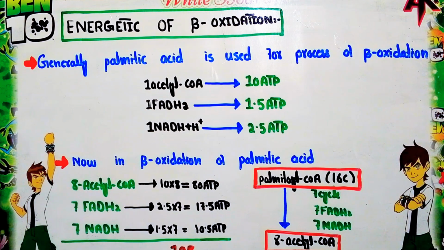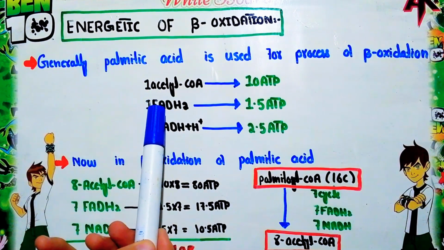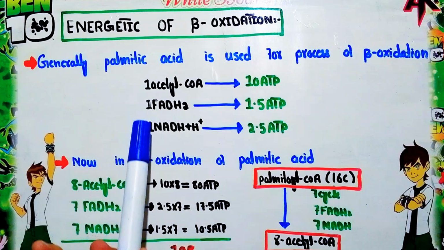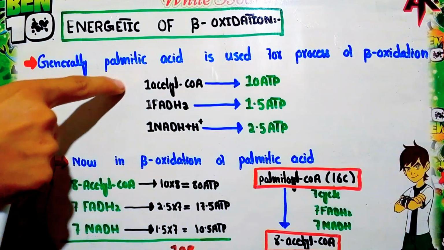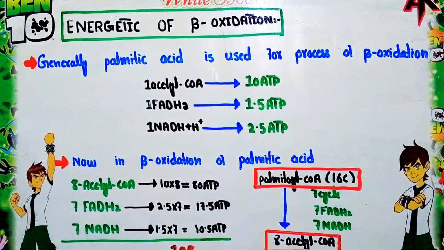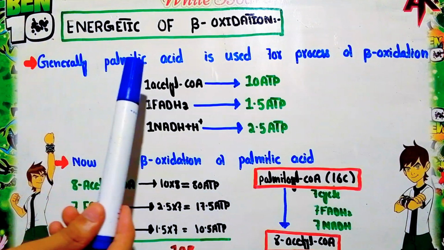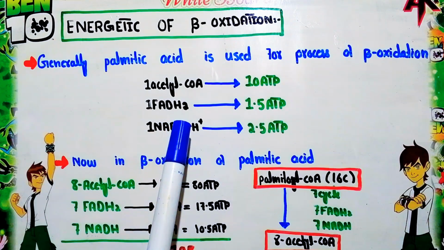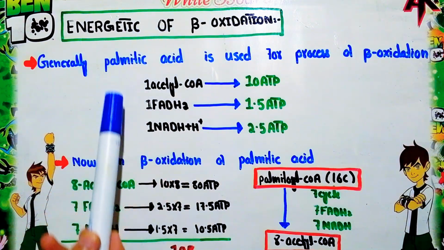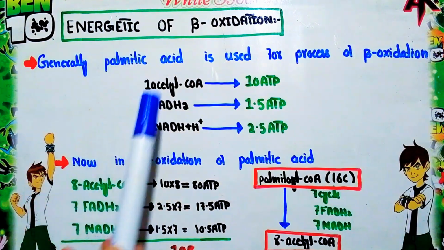The first one is acetyl coenzyme A. The second one is FADH2. The third one is NADH plus H. These are the products mainly produced in the beta oxidation of fatty acids. So one acetyl coenzyme A, one FADH2 and one NADH plus H are produced in one cycle of the beta oxidation.